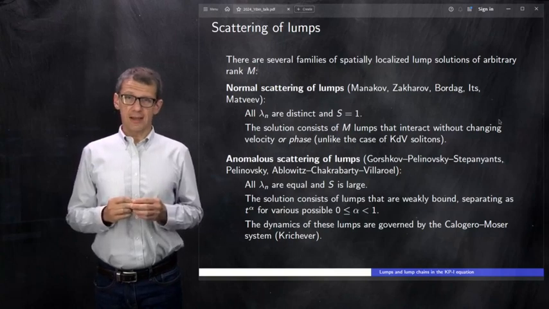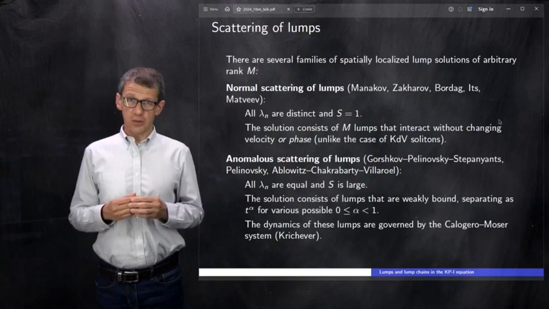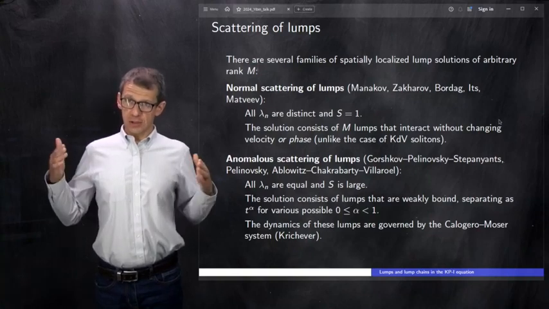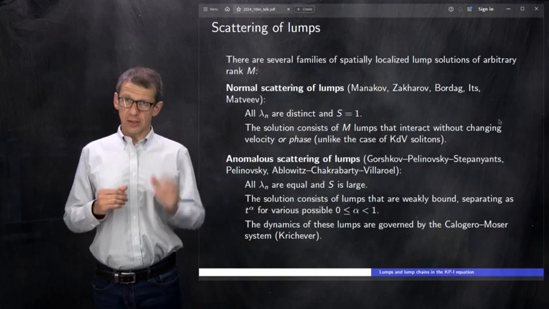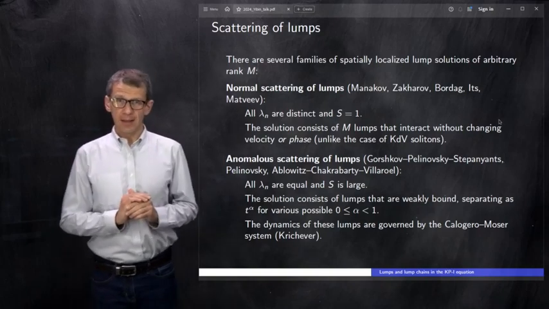So it turns out that when lumps scatter, they do not exchange velocity. Their velocities don't change, but their phases also don't change. So they just kind of pass right by each other. They wave, but they don't even stop to talk. So their phases remain the same.